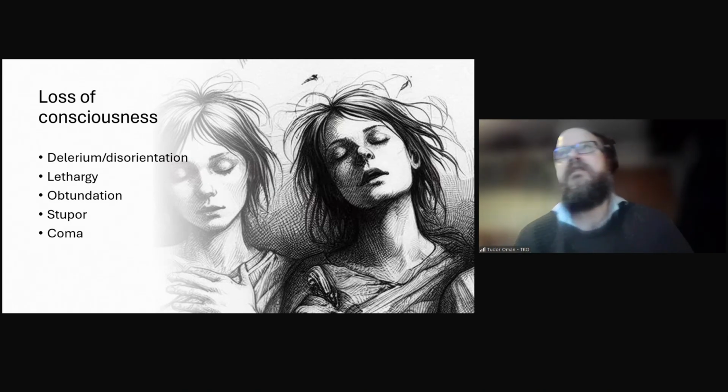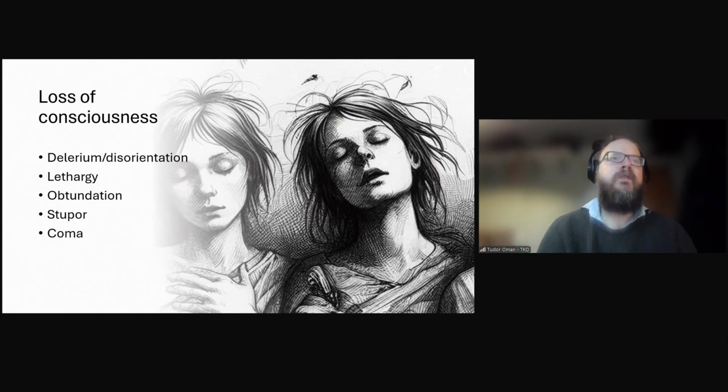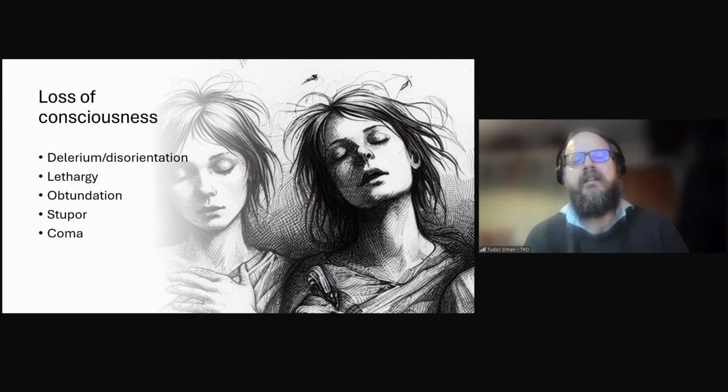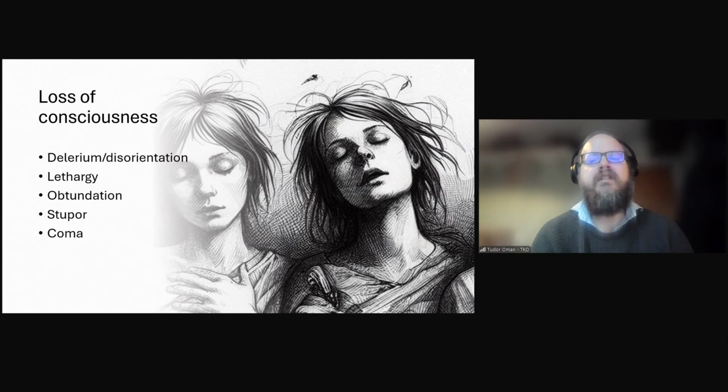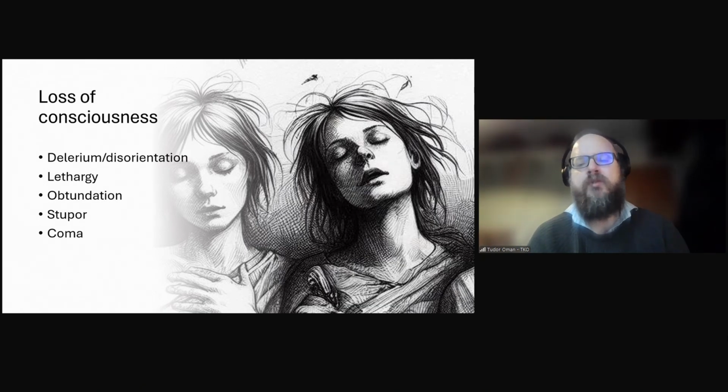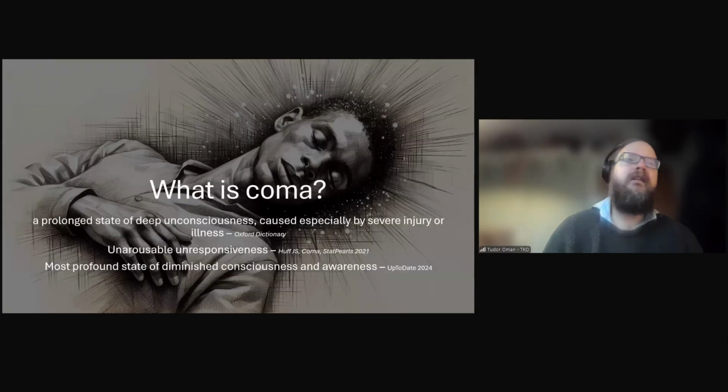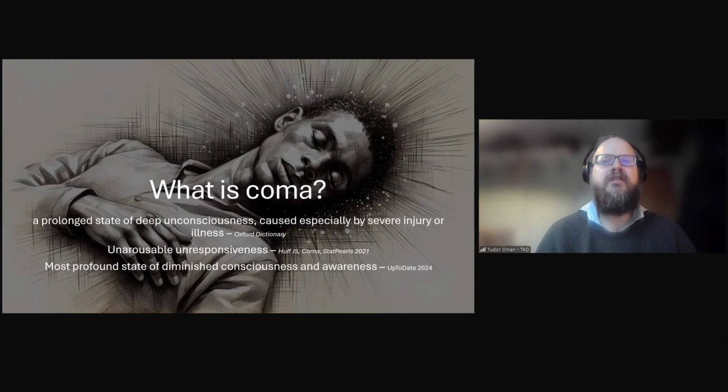Loss of consciousness, as we all know, is a continuum. There are different ways of describing it. One that has come up in the literature quite a lot is delirium, confusion, or disorientation, which has some reduction in arousal, but you can process external stimuli, but not necessarily correctly. Lethargy is moving on to a mild decrease in arousal, but you're still able to respond to verbal and tactile stimuli. Obtundation, decreased arousal, but the response to verbal and tactile stimuli is there, but it may not be appropriate. And then there's stupor, and leading on to coma, which is the most profound state of diminished consciousness and awareness.